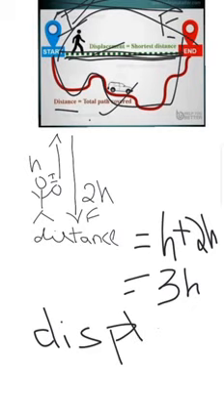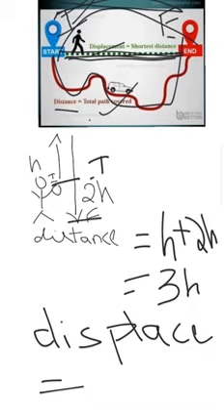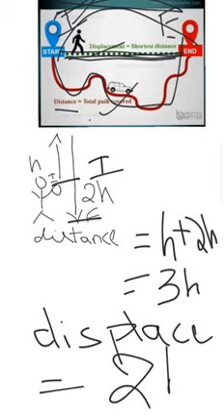What will be the displacement? Displacement is the shortest distance. So this is the initial point and this is the final point. Then the displacement is only 2h. Another thing to remember is that displacement can be equal to 0 but distance will never be equal to 0. Okay.